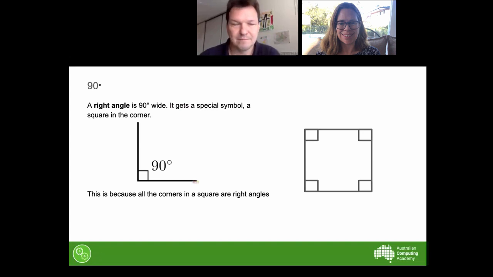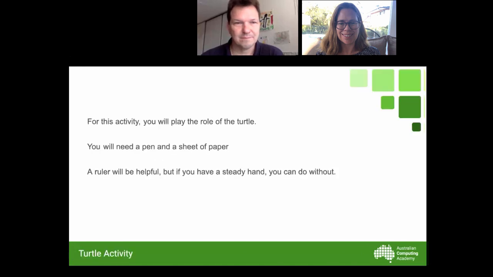If you have explored rectangles and squares, the corners of a rectangle and a square that you can see on screen are called right angles. And if we want to measure them with a protractor, we'd see they're 90 degrees. So keep that one filed away for later. We'll move on to the next slide, please, Karsten.